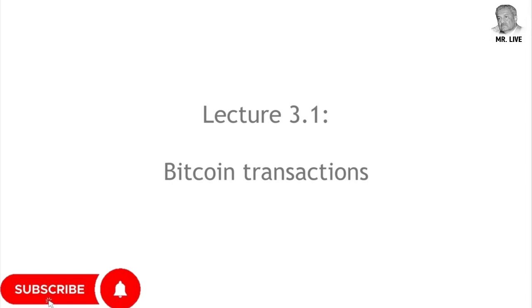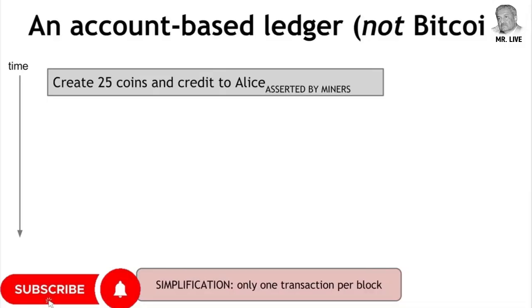All right, so we'll start by looking at transactions in Bitcoin. Transactions are really the fundamental building block which the whole currency is going to be based on. So remember, we have this ledger. The ledger is append only, so as time goes on we just add more and more units to it.